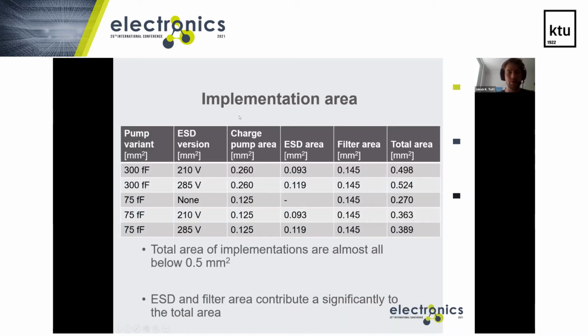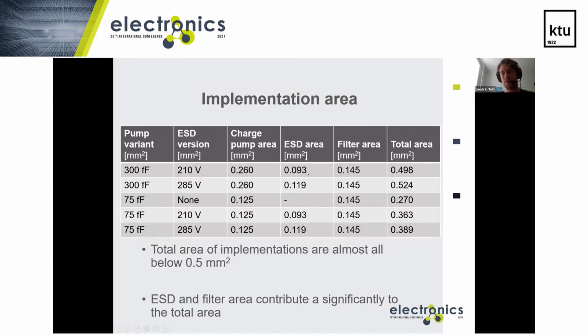The physical area of the different variants and ESD versions is listed in this table, where the 300 femtofarad charge pump is a little more than twice as big as the 75 femtofarad charge pump, while the charge pump is only the cascaded stages and the clock generator.